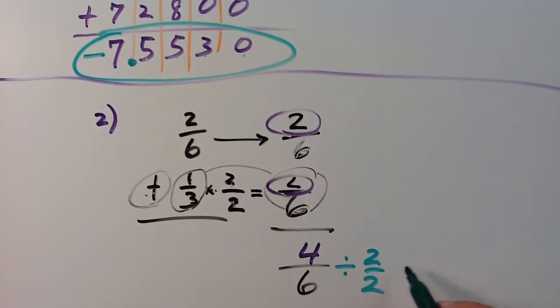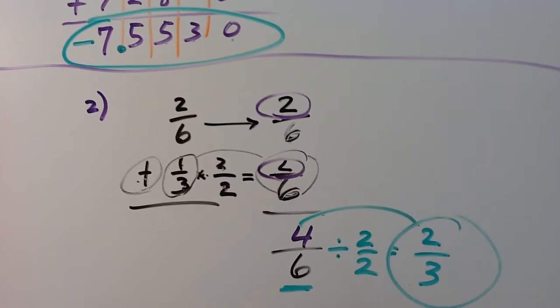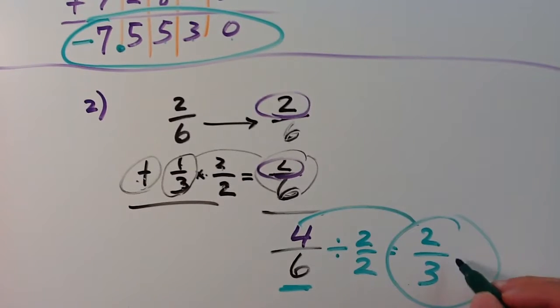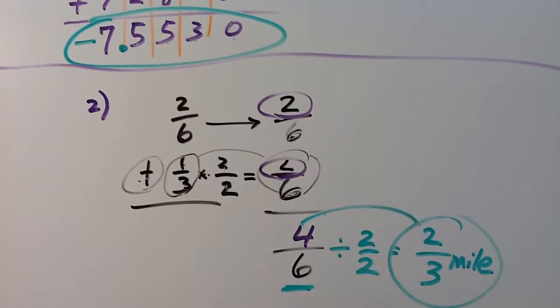And I would get 4 divided by 2 is 2, and 6 divided by 2 is 3. So the fraction 4/6 in simplest form is 2/3. And that should be your answer for number 2. They walk 2/3 mile. Right? 2/3 mile should be my label. Okay, you pause the video and try number 3.